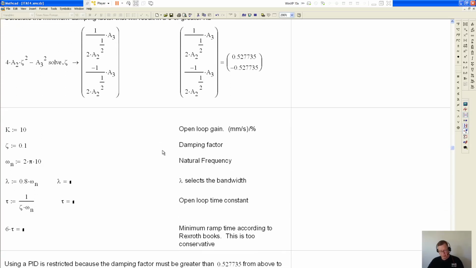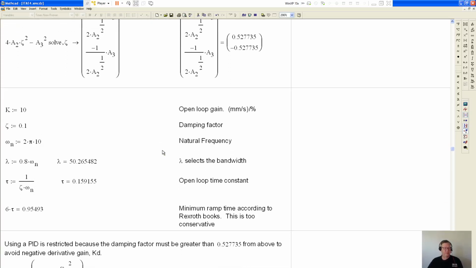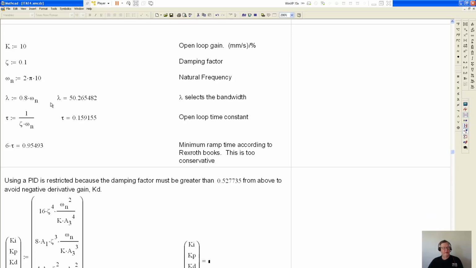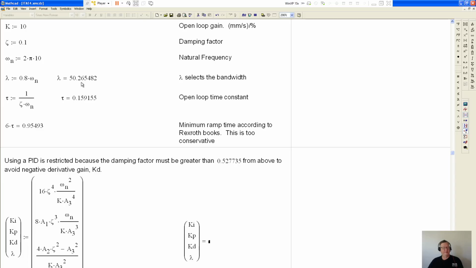So now I'm going to do a motion control simulation, and I've got an open loop gain of 10 millimeters per second per percent. So in theory, this model could go from 0 to 1 meter per second. Got a damping factor of 0.1. I could change this, but I just used 0.1. The natural frequency of the system is assumed to be 10 hertz. This is in radians, so it's about 62 radians per second.